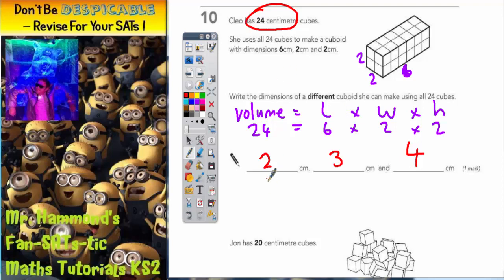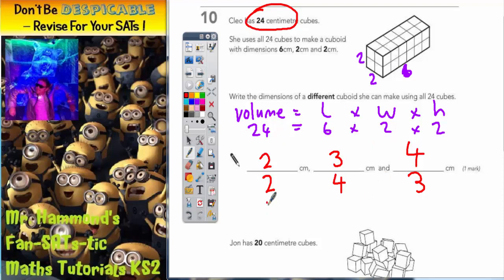What would happen if you kept the first measurement as 2 and times that by 4? Well, 2 times 4 would be 8, and what do you times 8 by to get 24? Well, you'd have to do that times 3. So what we've ended up with is the same measurements again, just in a different order. So is there anything else we could do that's completely different to this?